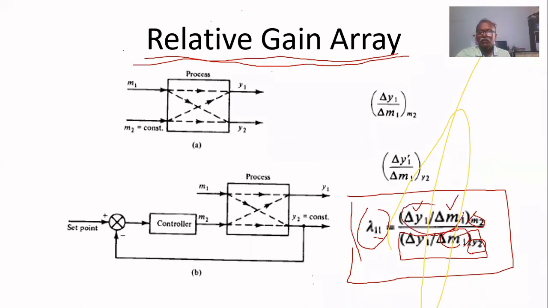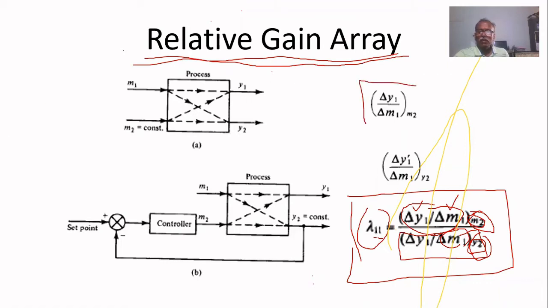It means what? Lambda 1 1 means change in y1 with respect to change in m1. Both numerator and denominator are the same, but in the numerator we keep m2 constant, and here we keep y2 constant. So how to obtain these two quantities, that we have to see.